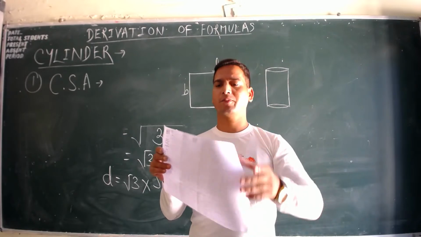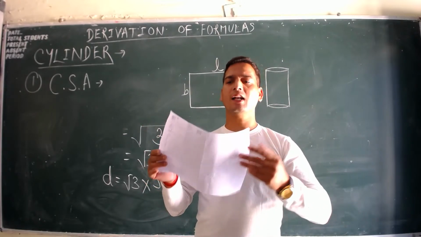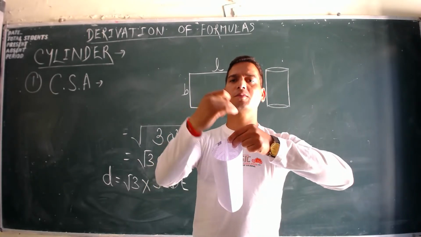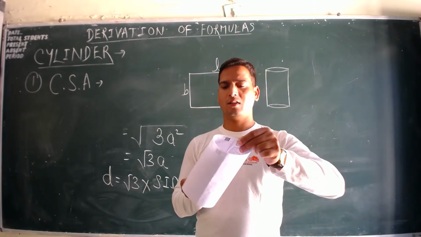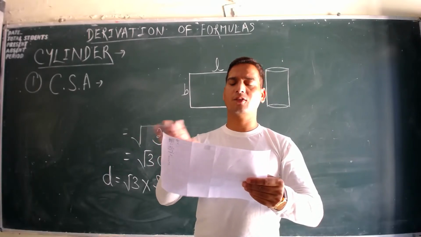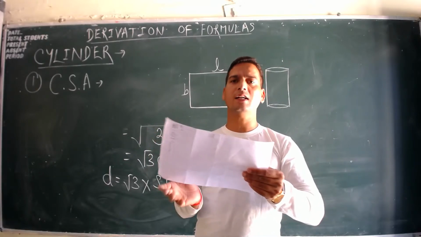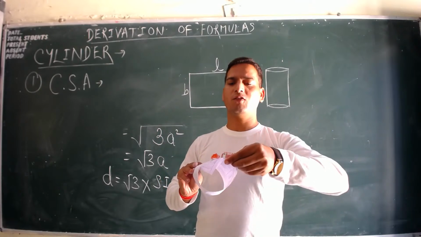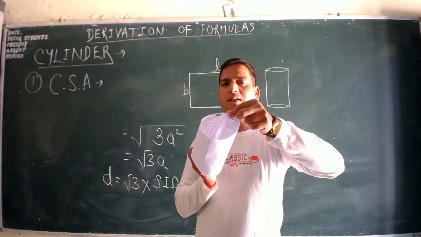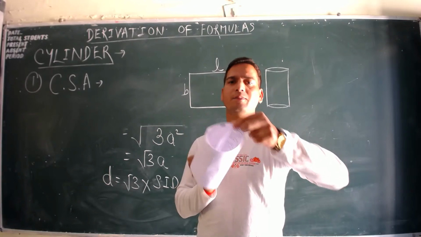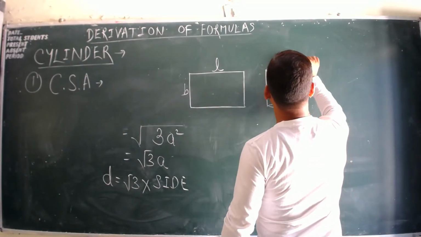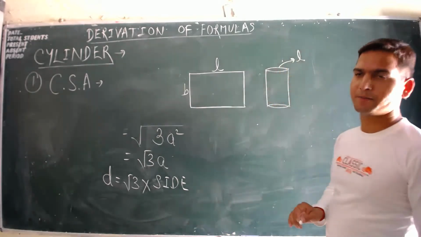Now, tell me, where is the length? The length of this rectangle has now become the circumference of the circle. Clear? This side of the rectangle, which is the length, on folding, becomes the circumference of the circle. This portion of length has been converted into circumference.